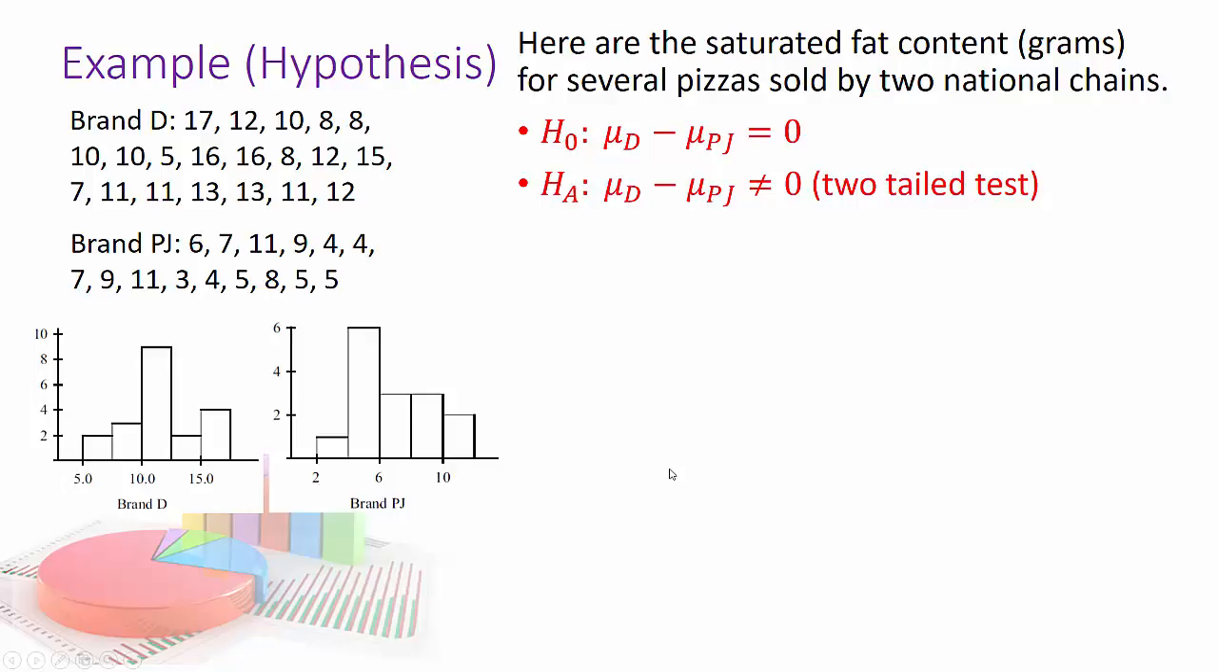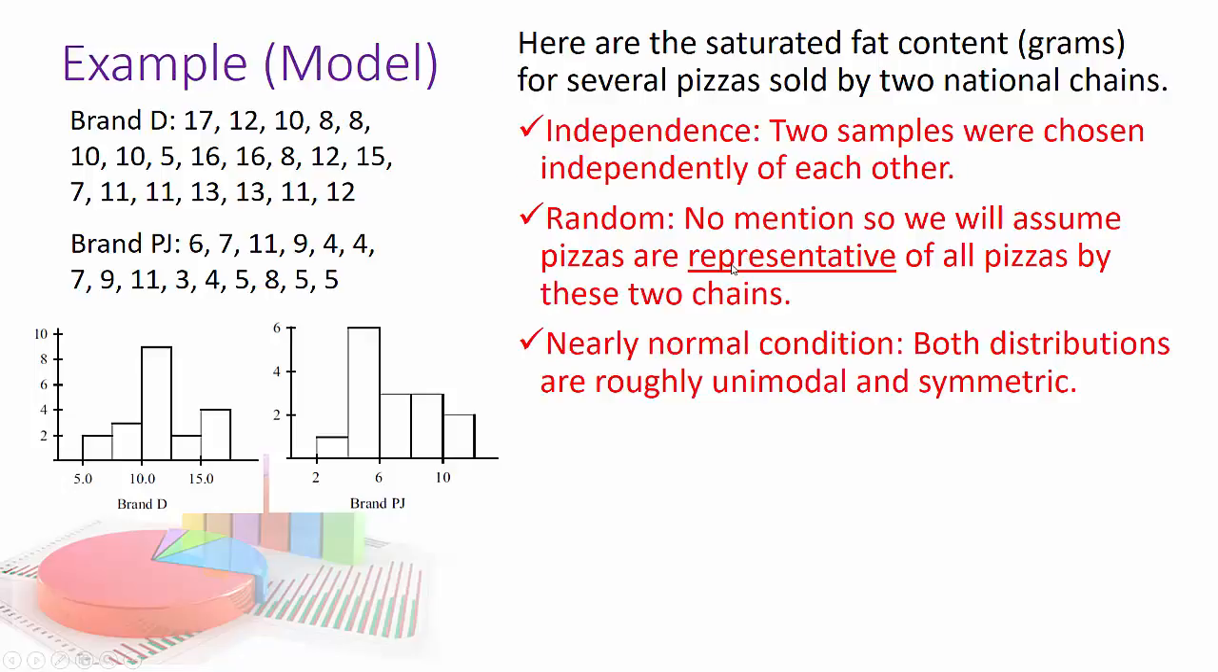In our next example, we're looking at fat content in 2 pizza chains like we did before with our confidence interval, except now we're doing a hypothesis test. So my null is that the difference is 0, that they're the same. And right now I'm just going to do a two-tailed. I'm going to say that my alternate is that they're not different. Okay. So here are the saturated fat content.